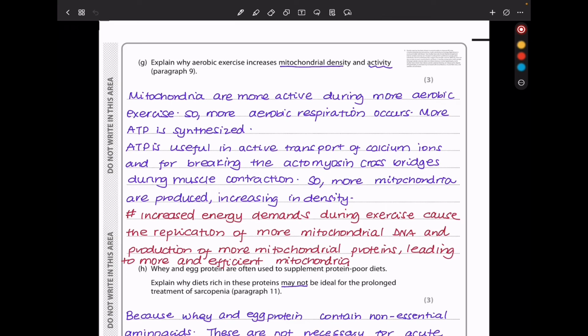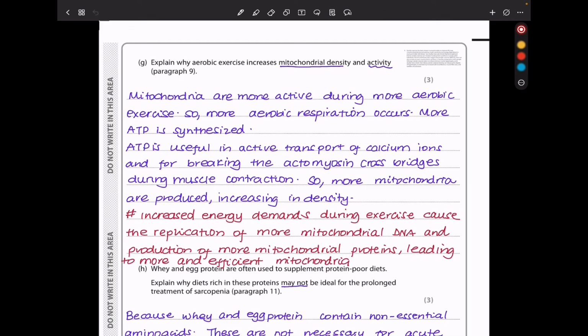Next is explain why aerobic exercise increases mitochondrial density and activity. That is from paragraph 9. For this, you need to go back and read, but we're going to focus on the mitochondrial density. If there is increase in energy demands like during exercise, there is going to be an increase in the replication of more mitochondrial DNA. This will lead to a production of more mitochondrial proteins, and the mitochondria produced are going to be more efficient, meaning there is going to be increase in density as well as activity.